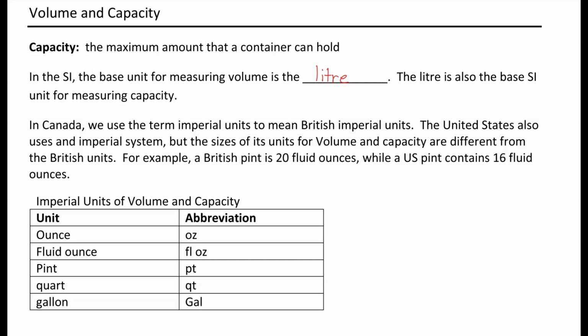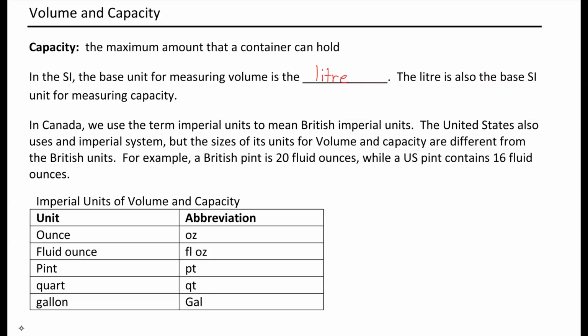Hey everyone, today we'll be looking at the first lesson of Unit 4, which is going to be going through volume and capacity, and we'll also be going through temperature as well. So we'll start off with the volume and capacity lesson and then get to the temperature. Now, one way to think about capacity is the maximum amount that a container can hold. So how much can you fit inside of that container?